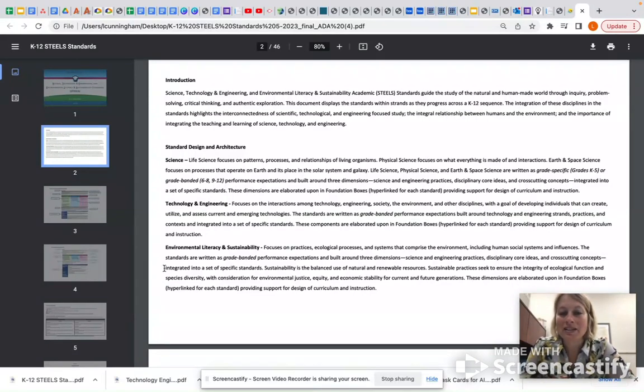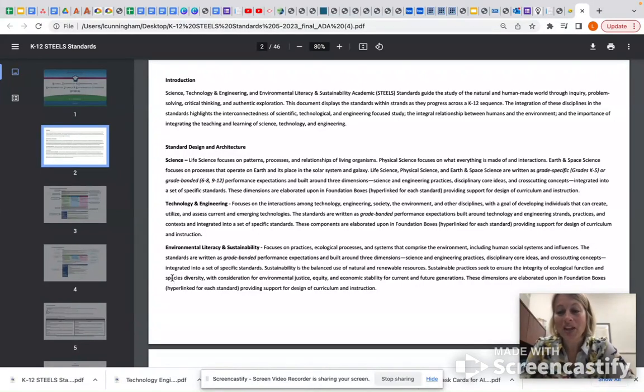Sustainability is the balanced use of the natural and renewable resources. Sustainable practices seek to ensure the integrity of ecological function and species diversity with consideration for environmental justice, equity, and economic stability for current and future generations. These dimensions are elaborated upon in foundation boxes, again, hyperlinked for each standard, providing support for design of curriculum and instruction.